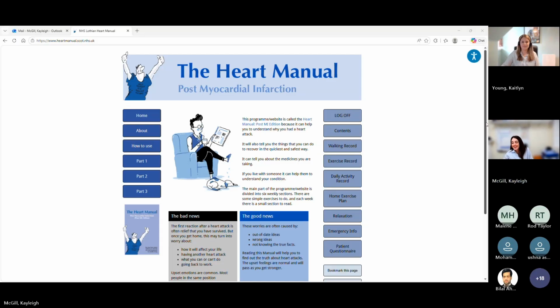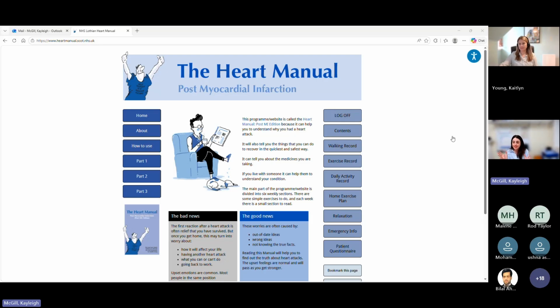So, hi everyone. Thank you for inviting us along to speak today. Kaitlyn has provided you with the background and the evidence base which is supporting our digital heart manual and its development. But we thought it would be a nice idea to take you through the programme, show you how it all works, and point out some of the key components and resources.